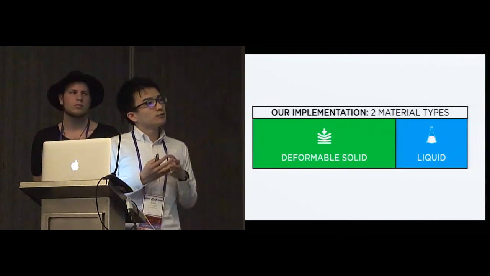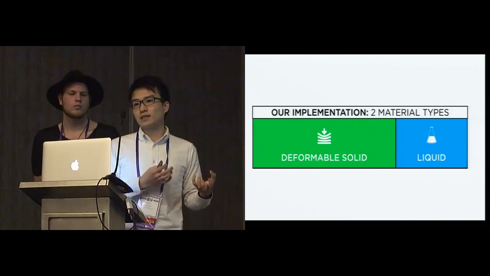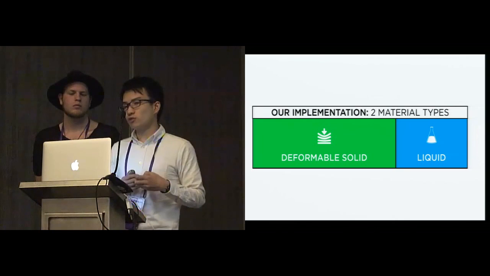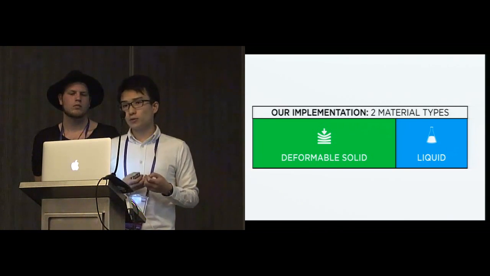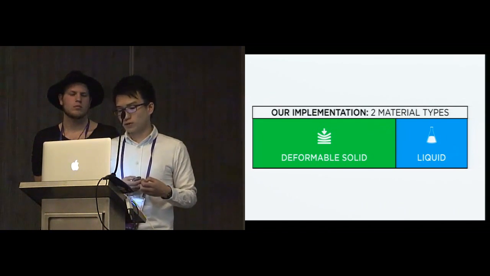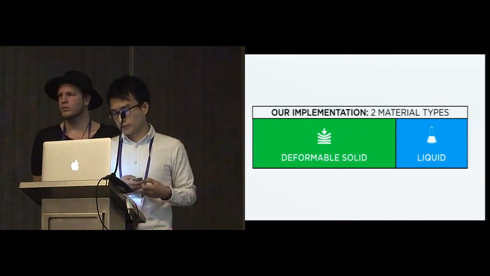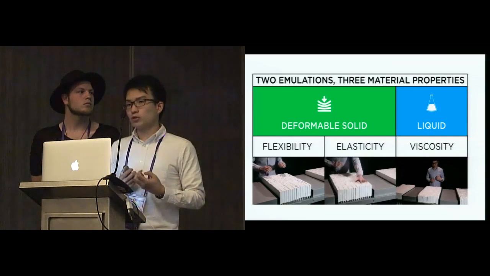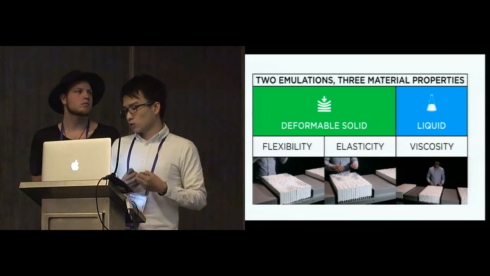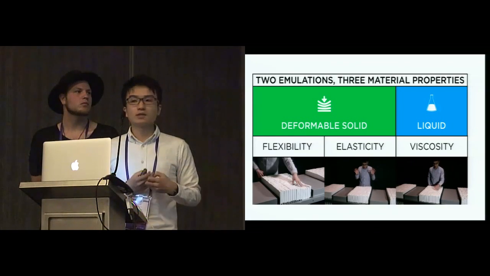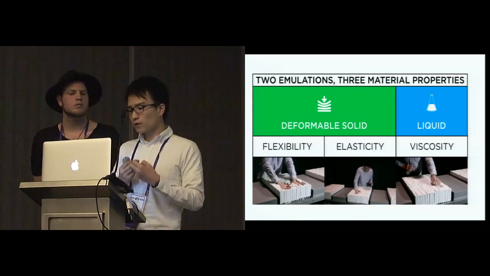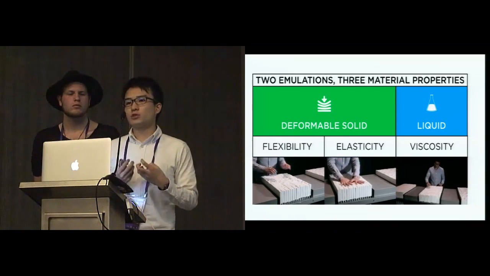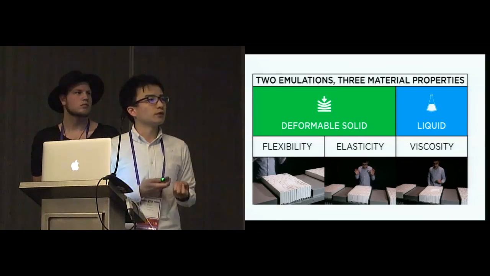So now going to step into the implementation using our framework: what kind of materials or material properties can be rendered. In our work, we developed two kinds of material emulation. One is deformable solid and the other is liquid. Within these two emulators, we were able to create three types of material properties to be perceived: flexibility, elasticity, and viscosity. Through our prototyping process, we chose these three material properties because they can be perceived through the deformation of shape-changing interfaces.